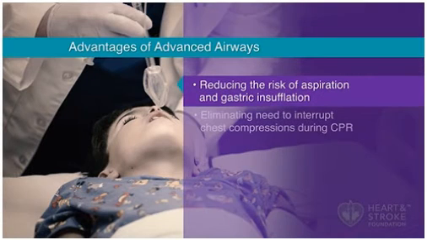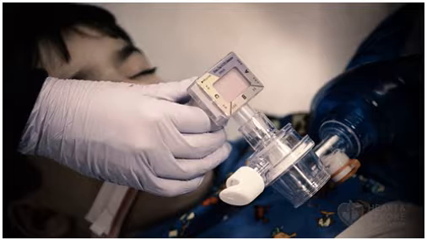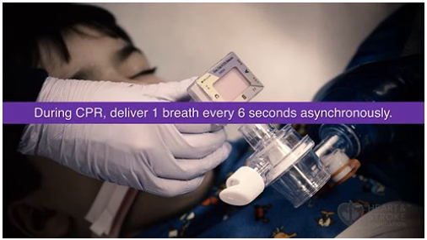Advanced airway devices, such as endotracheal tubes and laryngeal mask airways, offer many advantages. These include reducing the risk of aspiration and gastric insufflation, and eliminating the need to interrupt chest compressions to deliver breaths during CPR. If an advanced airway is inserted during CPR, providers should minimize how often and how long they interrupt chest compressions for intubation. Once the tube is correctly placed, providers should deliver one breath every 6 seconds asynchronously, while continuous chest compressions are delivered without interruptions.